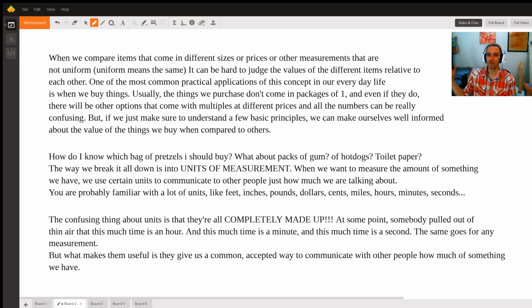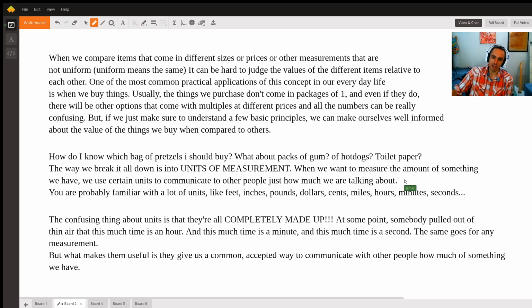We need to find a way to relate them all back to the same thing, and that's what we're trying to do. If we can understand a few basic principles, we can make ourselves well informed about the value of things we buy when compared to others. How do I know about pretzels, packs of gum, hot dogs, toilet paper? Well, what we need to break it down to is units of measurement. When we want to measure the amount of something we have, we use certain units to communicate to other people just how much we're talking about.